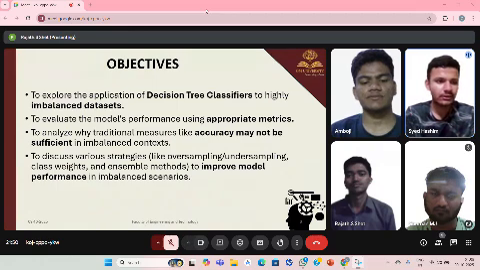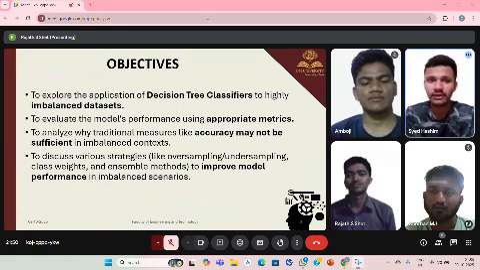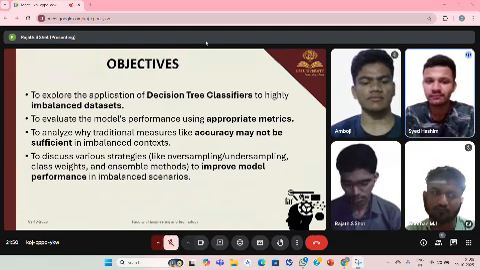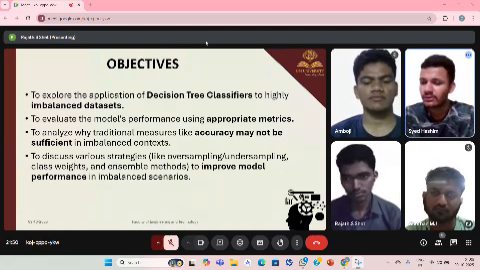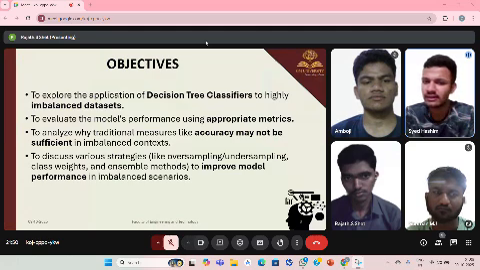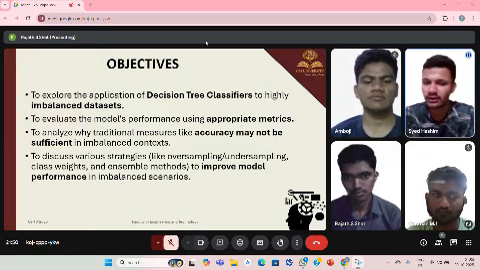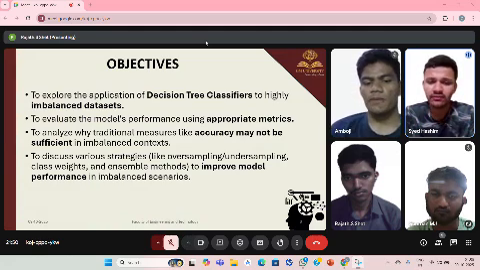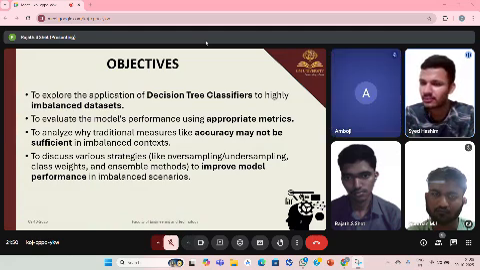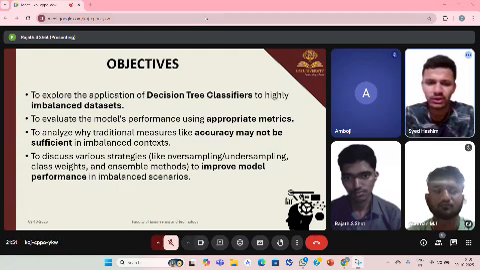We have objectives. So here we will explore the decision tree classifier for imbalanced data. The goal is to study how decision tree models behave when dealing with imbalanced data. Next we will evaluate with the right metrics. So instead of just using accuracy, the model performance is tested using reliable metrics like precision, recall, and F1 score, which give a better understanding in imbalanced cases.